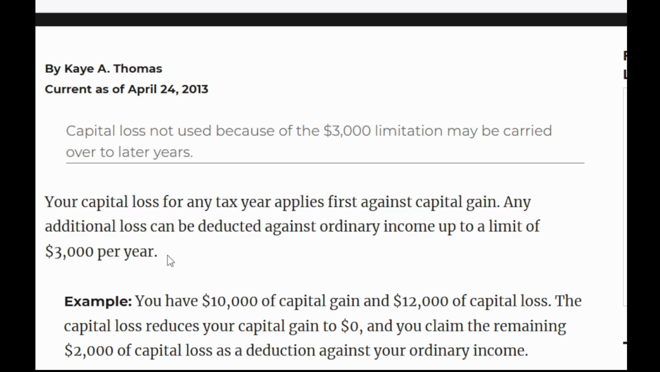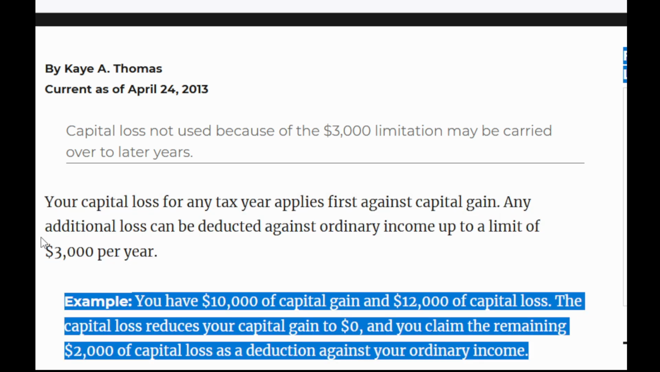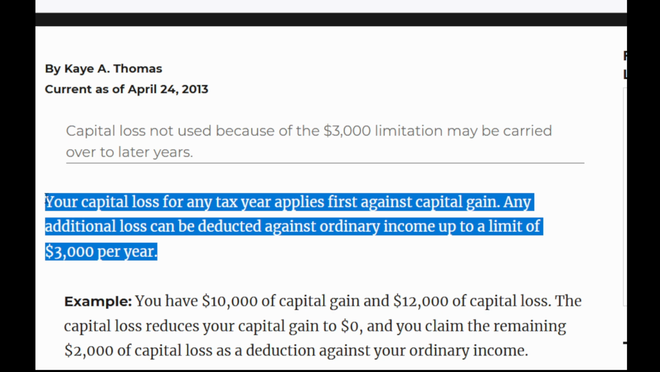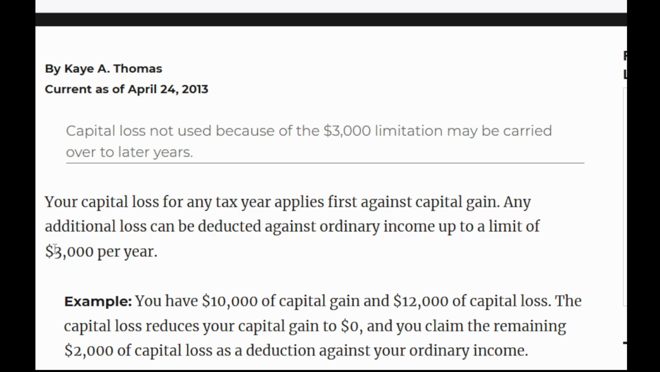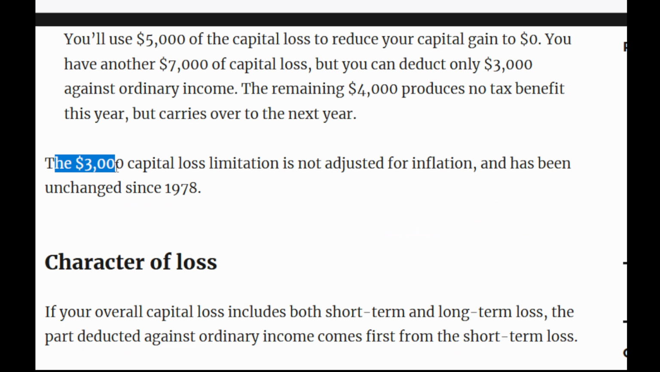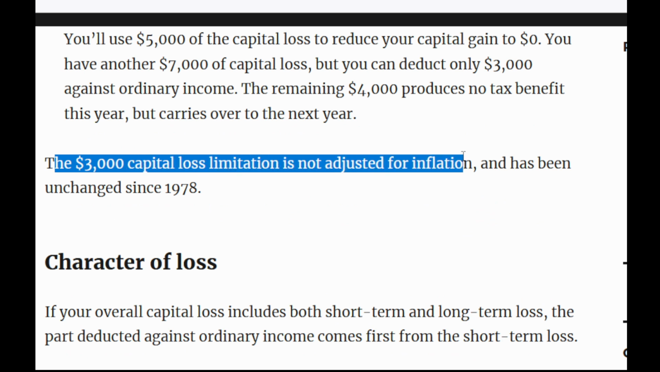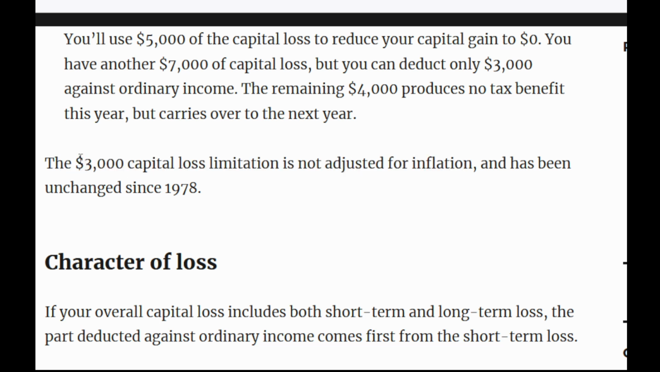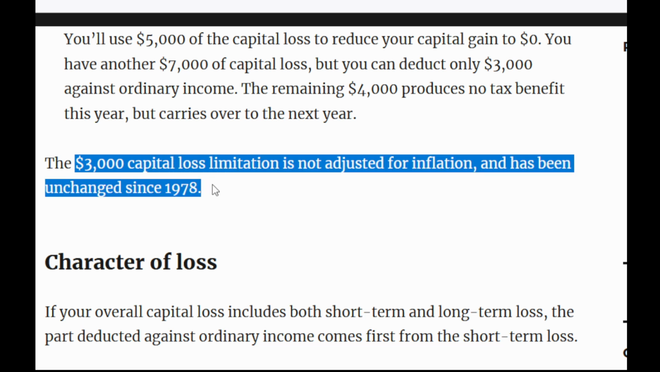So let's say you lost $30,000 this year after netting out all your gains. You can deduct $3,000 this year, $3,000 next year, $3,000 the next year for the next 9 years until it's all paid off. I would generally try to avoid that $3,000 carryover capital loss. It's a bit of a hassle and it's not much money. And this $3,000 number is unchanged since 1978. So it's becoming more and more meaningless as we go on with inflation.